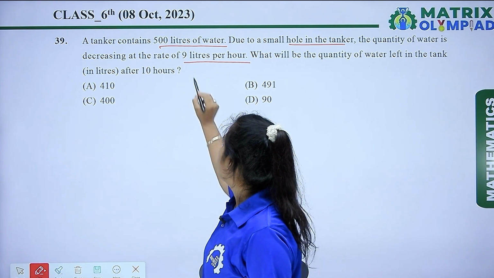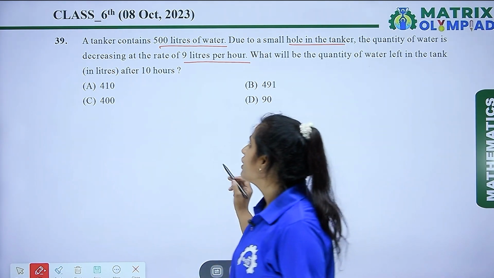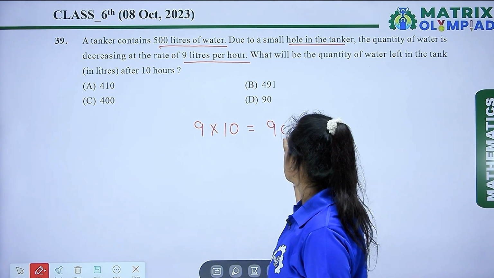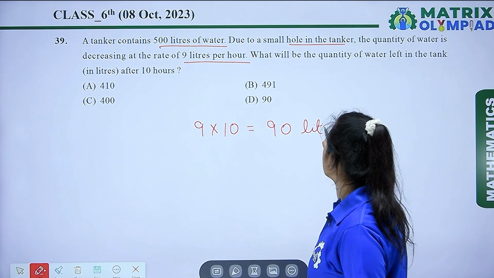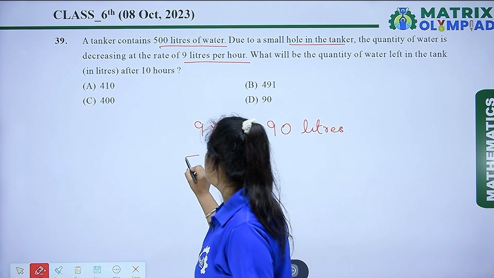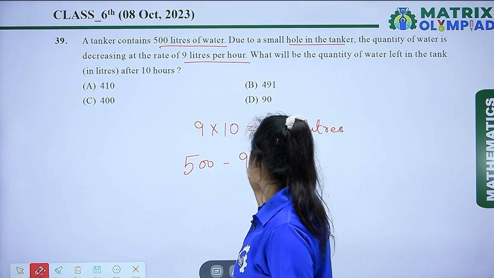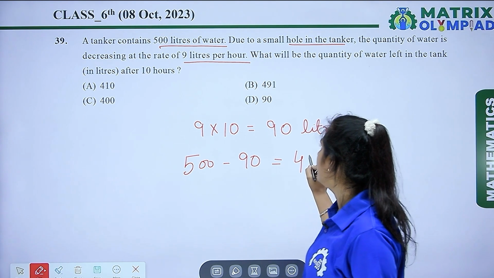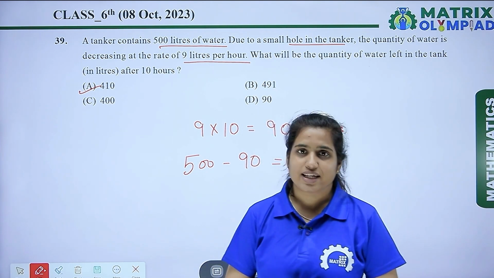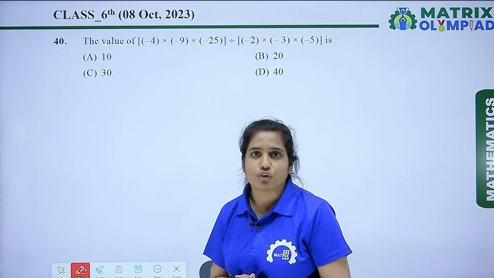तो फर्स्ट ऑफ ऑल लेट्स फाइंड आउट कि 9 लीटर पर आवर की अकॉर्डिंग अगर पानी कम होता जा रहा है तो 10 आवर्स में कितना कम होगा? 9 मल्टीप्लाई बाय 10, सो इट गिव्स अस 90. इट मीन्स 90 लीटर जो वाटर है वो 10 आवर्स में कम हो चुका है. सो हियर टोटल liters of water is 500. 500 minus 90 liters, so we get 410. So here 410 liter water is left after 10 hours. So here option A is the correct answer. Now let's start with the 40th question.